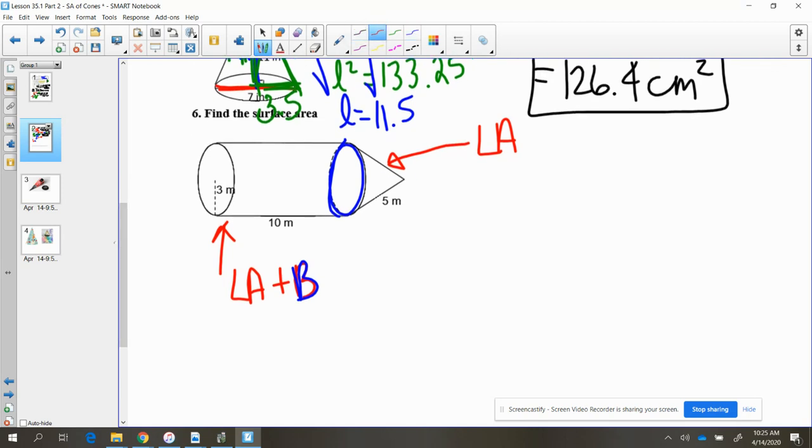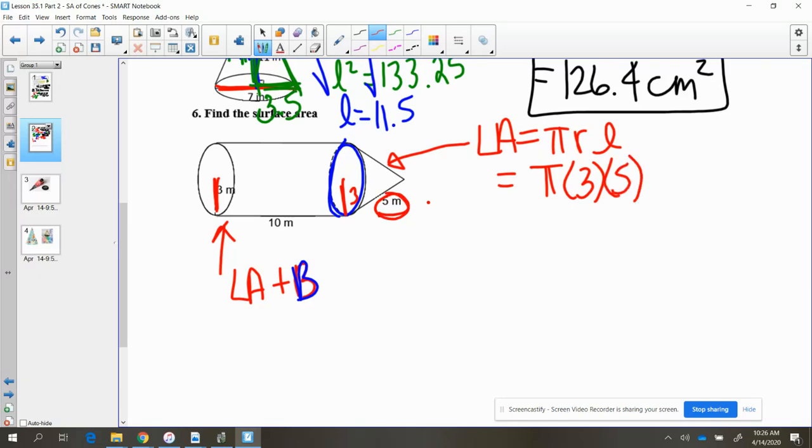Well, the lateral area of this cone is going to be found by taking pi times the radius times the slant height. The radius of both of these bases is the same, and that is 3. So pi times 3. And the slant height is also actually being given to us for the first time in a while. So we have a total lateral area here of about 47.1 square meters.